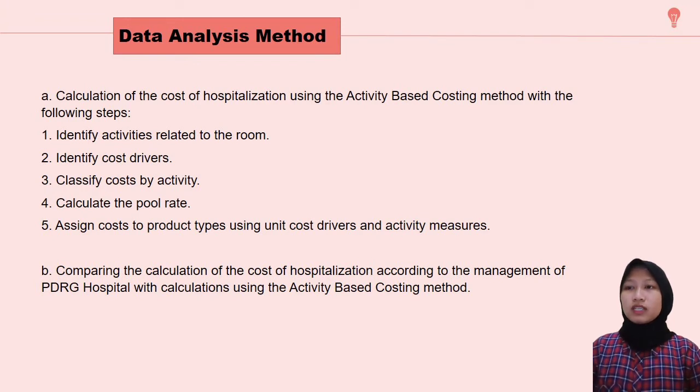Data analysis method. The analytical method used is as follows. A. Calculation of the cost of hospitalization using the activity-based costing method with the following steps. First, identify activities related to the room. Second, identify cost drivers. Third, classify cost by activity. Next is to calculate the pool rate, and then assign cost to product types using unit cost drivers and activity measures. B. Comparing the calculation of the cost of hospitalization according to management of PDRG hospital with calculation using the activity-based costing method.